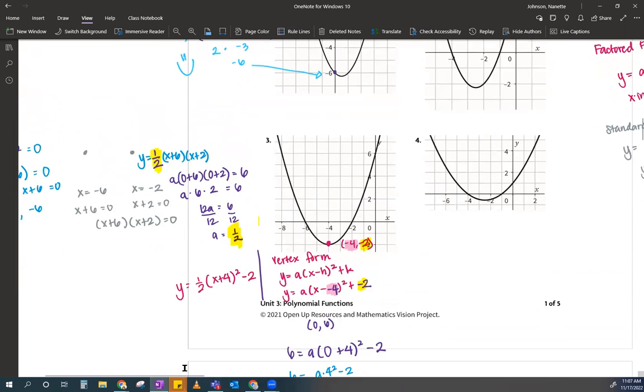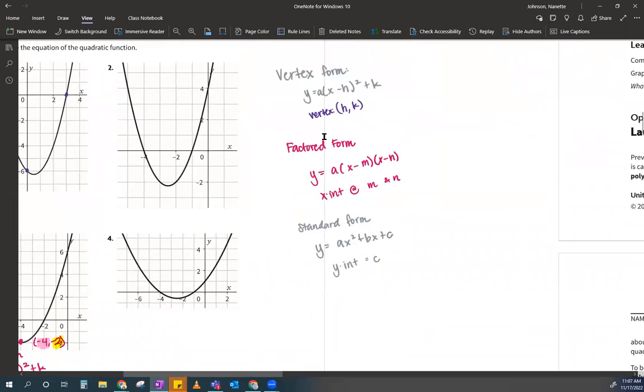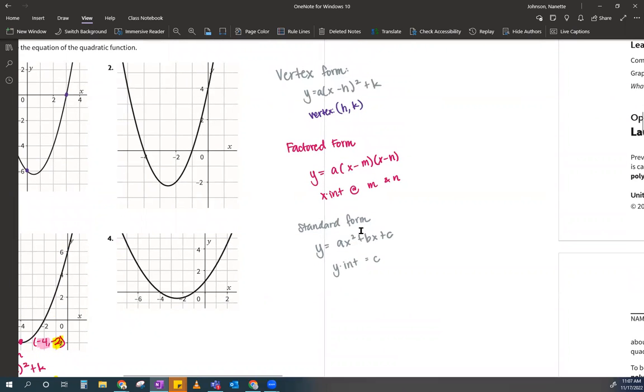Okay, so number 4, very similar work here. I told you before, should I use vertex, factored, or standard? I don't like this vertex right here because it's in between, so I'm going to be using factored form. The very first thing you need to do is pull off your x-intercepts. So that's x equals -4 and x equals -1, which gives me x plus 4, x plus 1. And then I'm going to put an a out in front.